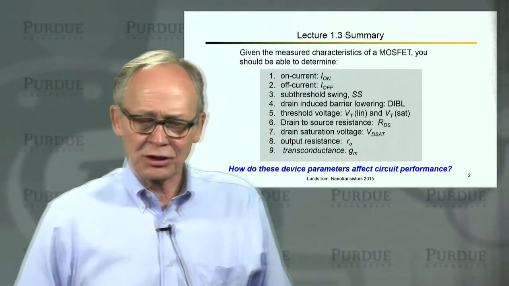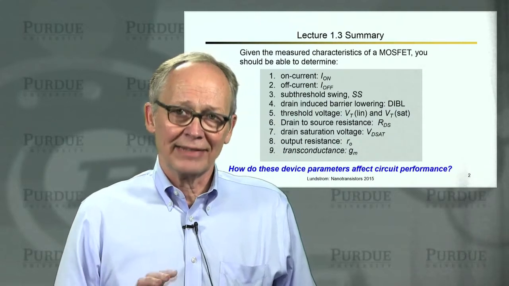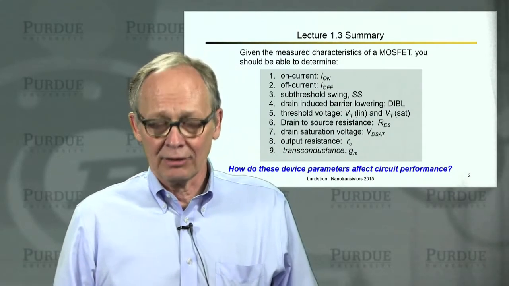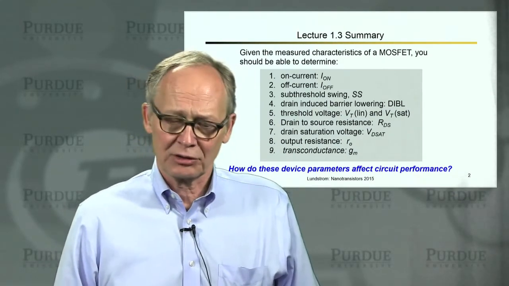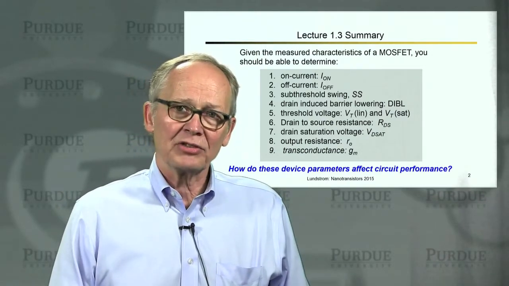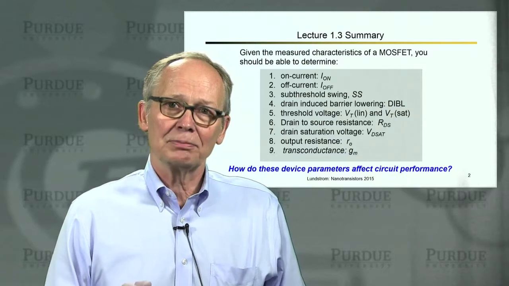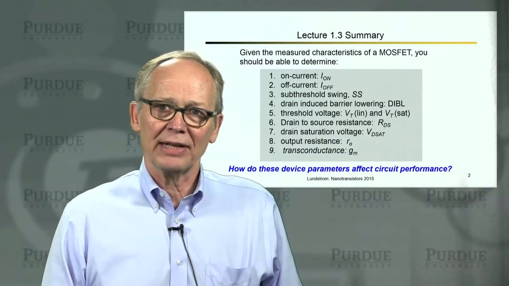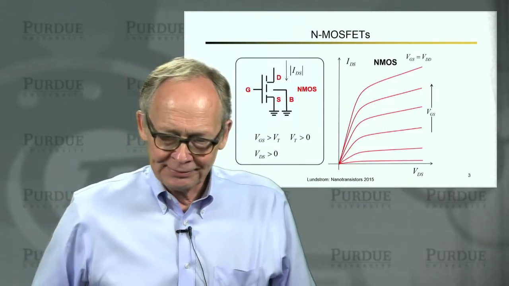So in the last lecture, we talked about various device metrics like I on and I off, and device parameters like threshold voltage and VD-SAT, things like that. The question for this lecture is, how do these parameters and device metrics affect the performance of real circuits?